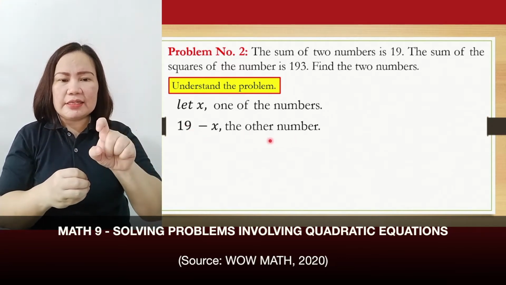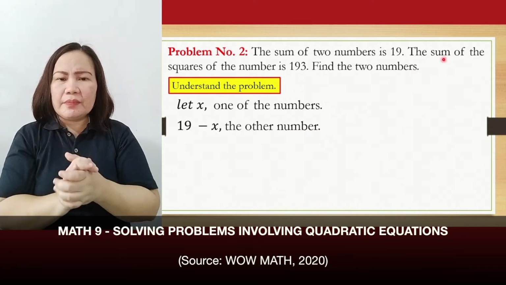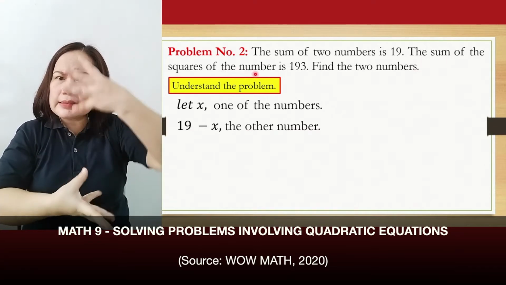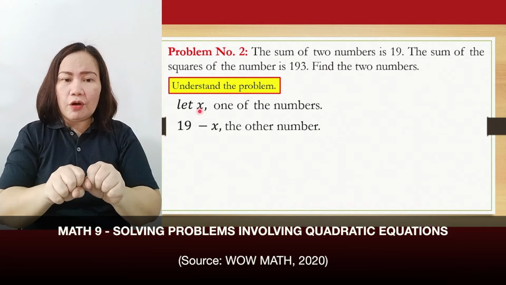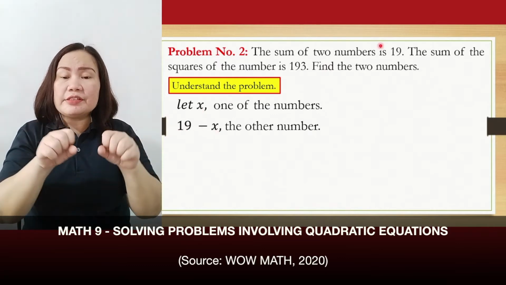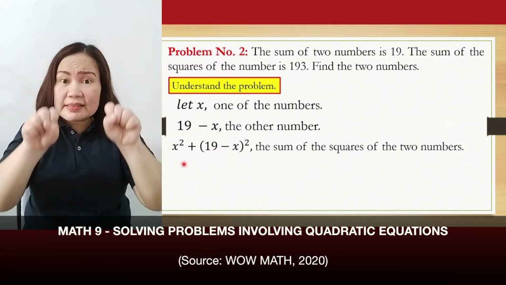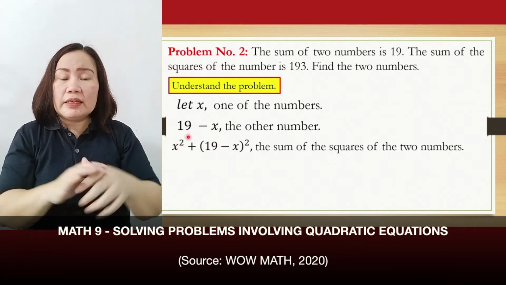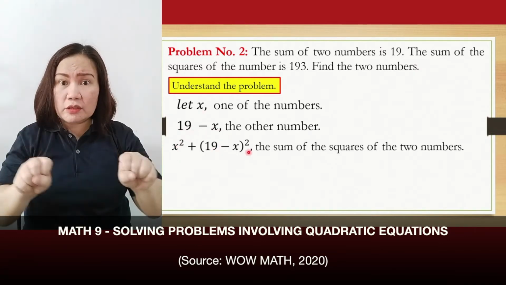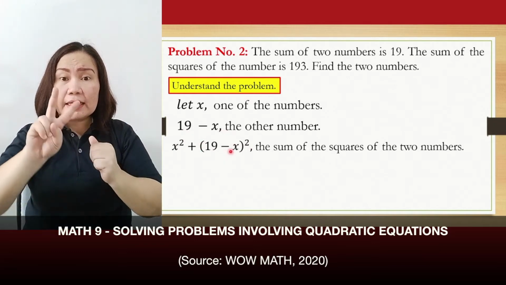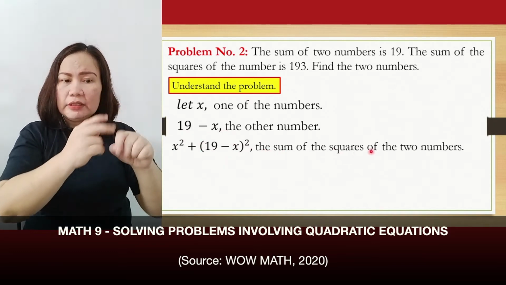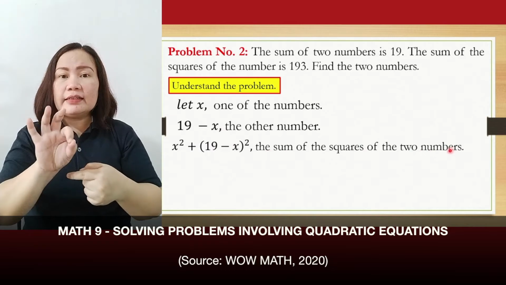Okay? Now, how are we going to represent the sum of the squares of the numbers? So, i-square natin to, i-square din natin to, that is the sum of the squares of the numbers. So, we will have x squared, i-square natin siya, and then 19 minus x, i-square din natin, and that is the sum of the squares of the two numbers.